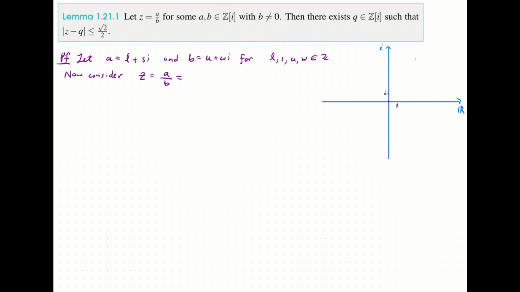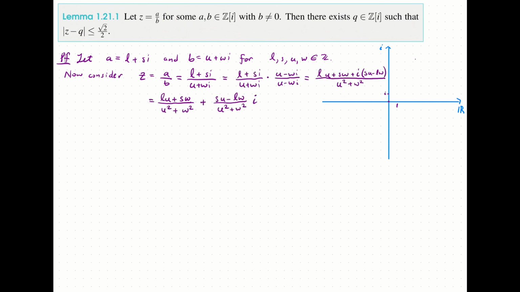So we consider the ratio A over B, and then this is going to be L plus Si over U plus Wi. And if we continue through algebra, what we are going to get is the following. So multiplying by the conjugate of U plus Wi, that is going to result in U minus Wi in the numerator over U minus Wi. And so going ahead and expanding, the denominator is the difference of squares, so we rationalize this. So now we have U squared plus W squared. In the numerator, upon simplifying, we're going to have LU plus SW plus i times SU minus LW.